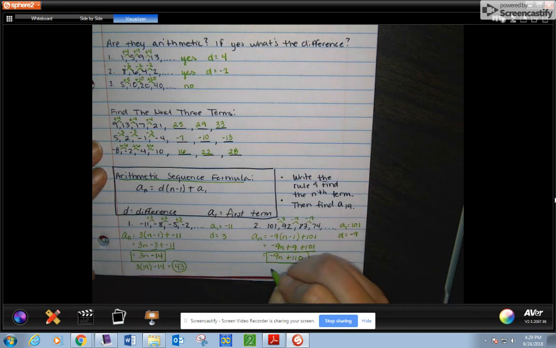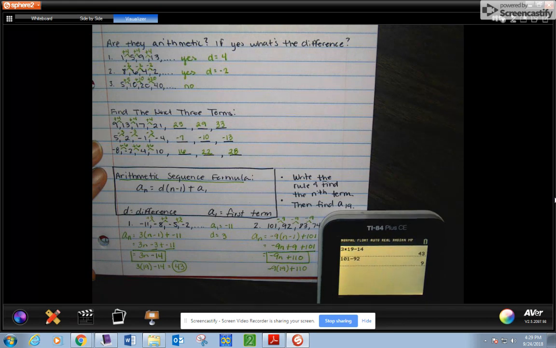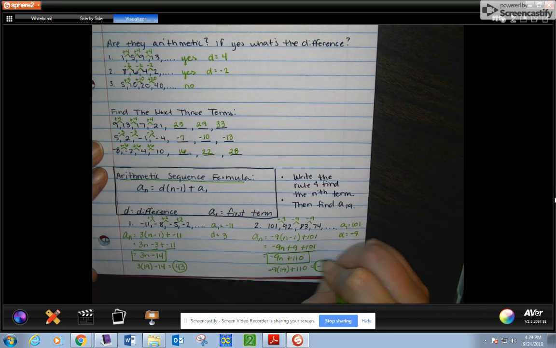Now I'm going to take that and replace n with 19. So I have negative 9 times 19 plus 110. And you can use your calculator to compute. So negative 9 times 19 plus 110, which gives me negative 61. So the 19th term would be negative 61.